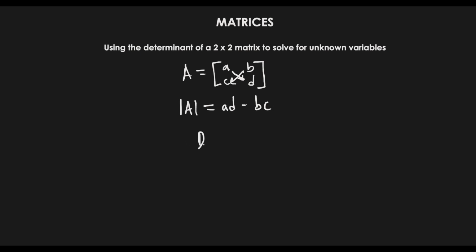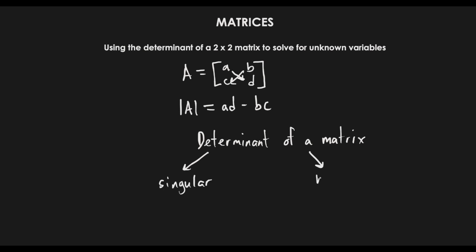Now, the determinant of a matrix can make the matrix be considered singular or non-singular. So the question is, when is the matrix singular? The matrix would be singular when the determinant of A, as you can see from this symbol, is equal to 0. And it would be non-singular when the determinant is not equal to 0. So in other words, it can be any other number but 0.